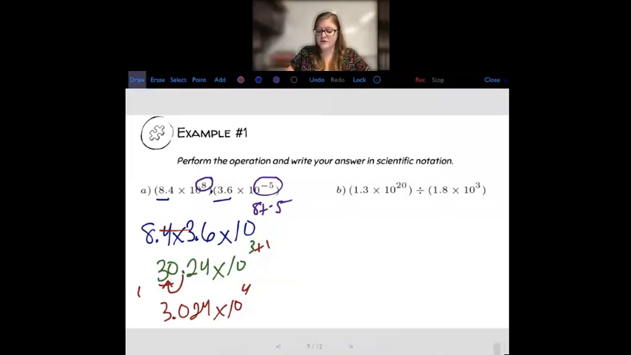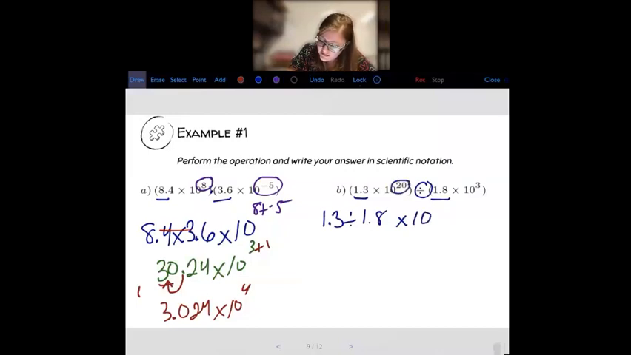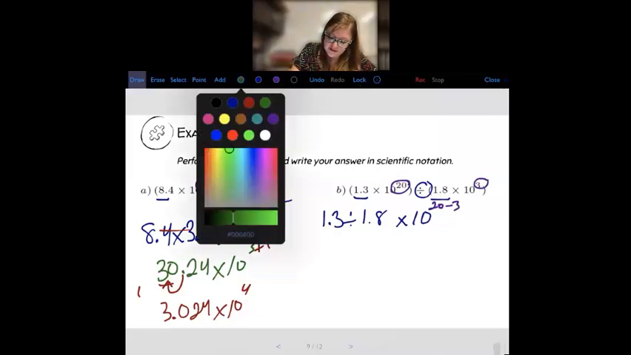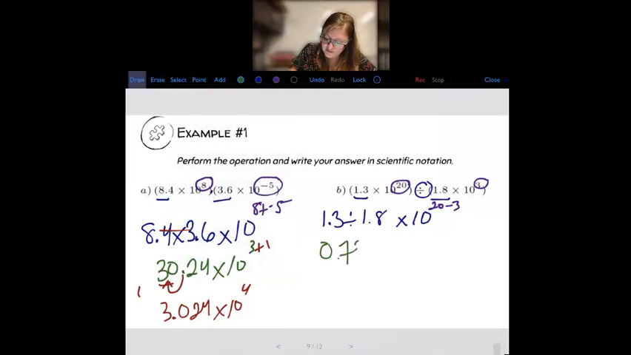Part B, dividing. 1.3 times 10 to the 20th divided by 1.8 times 10 to the 3rd. So we divide 1.3 by 1.8 because of the division in between. So 1.3 divided by 1.8, and then times 10 to determine the power of 10. Since we're dividing, we subtract the powers. Okay, so we put it in our calculator, 1.3 divided by 1.8. This number goes on forever and ever. I'll just go to, let's say, 3 decimal places. So we have 0.722 times 10 to the 17th.